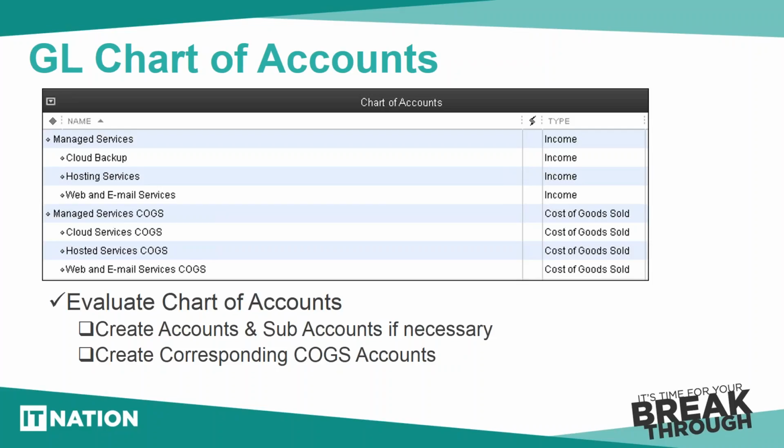From a high-level GL chart of accounts, you may have a managed service income account and then multiple sub-accounts under that main account. I have a sample here where we're showing the managed service income as well as the cost of goods sold. ConnectWise will not be transferring cost of goods sold, but it will have a mirror effect. So you want to be detailed to the point that it makes sense for your business and then understand the impact that those two accounts will have on each other. So to start any of this, you would need to evaluate your existing chart of accounts, create any additional accounts and sub-accounts if necessary, and the corresponding cost of goods accounts.